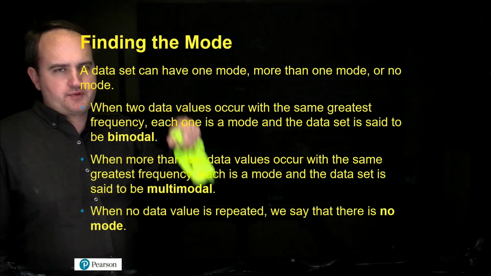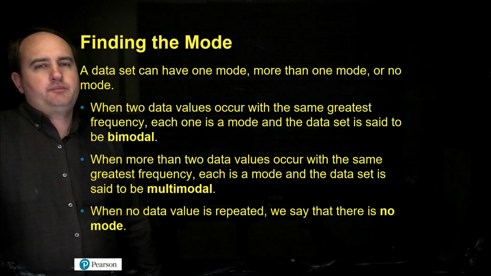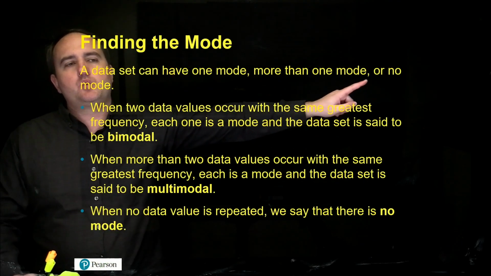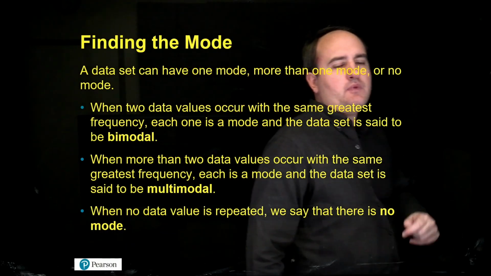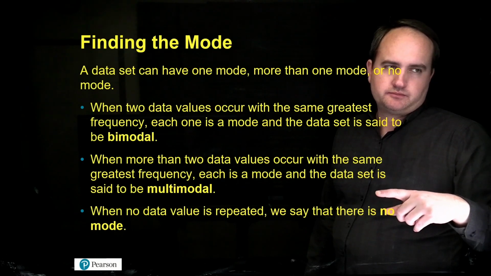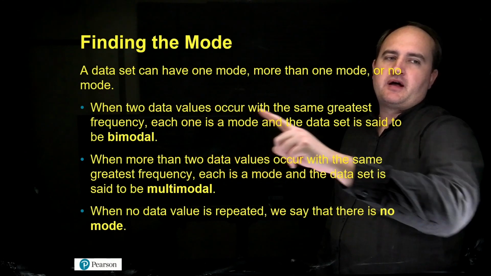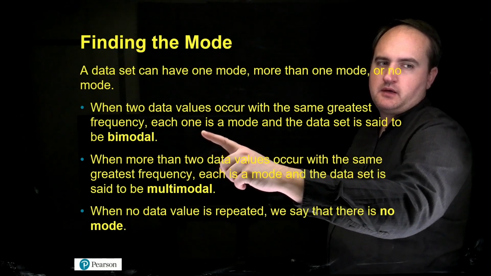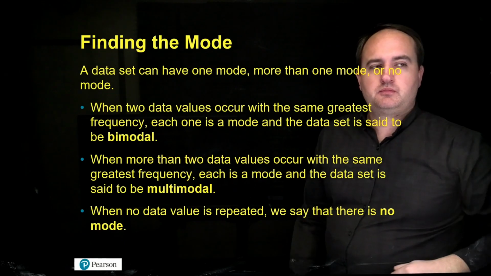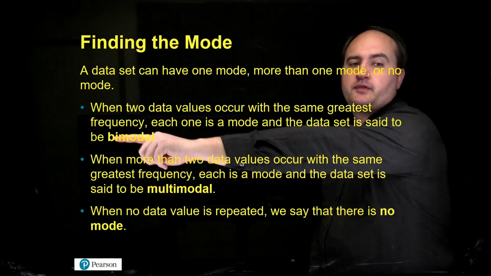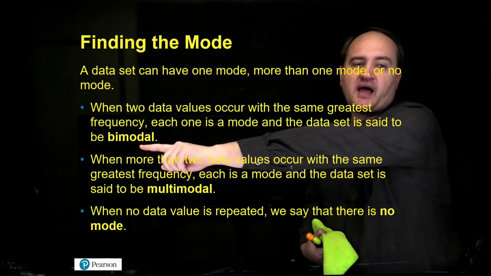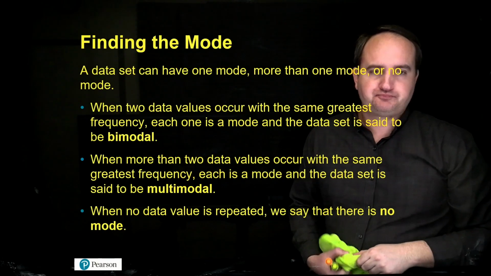Just real quick, I want to go through this slide. A data set, as we said, can have one mode, more than one mode, or no mode. This is just some interesting terminology to know. When two data values occur with the same greatest frequency, each one is a mode, and the data set is said to be bimodal. And the prefix bi, like in bicycle, a bicycle has 2 wheels. Bimodal means it has 2 modes.